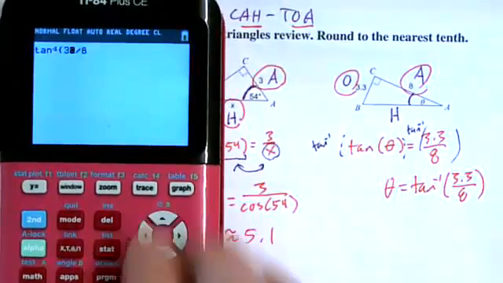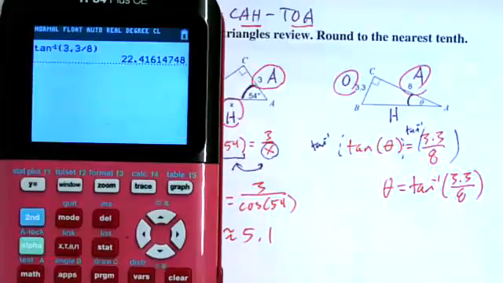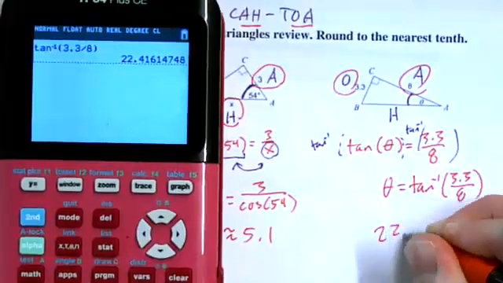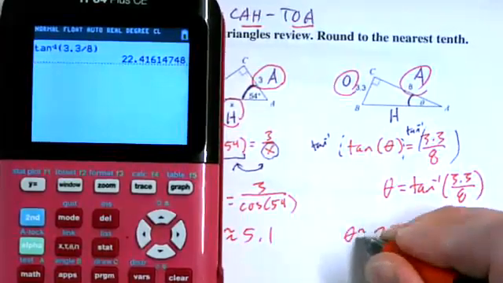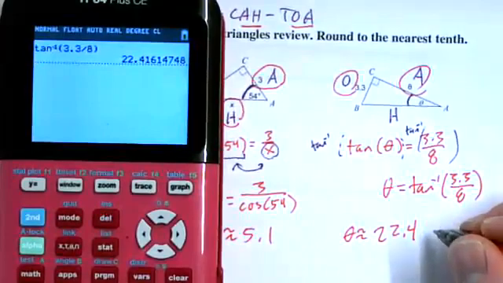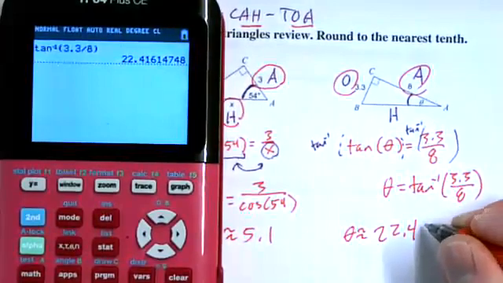Oops. And I'm getting about 22.4. 22.4 what? This is an angle. 22.4 what? Radians or degrees? How do you know it's degrees? Is it too big for radians? Yeah, that's maybe. What mode is our calculator in? If it's in degree mode, then it's in degrees.